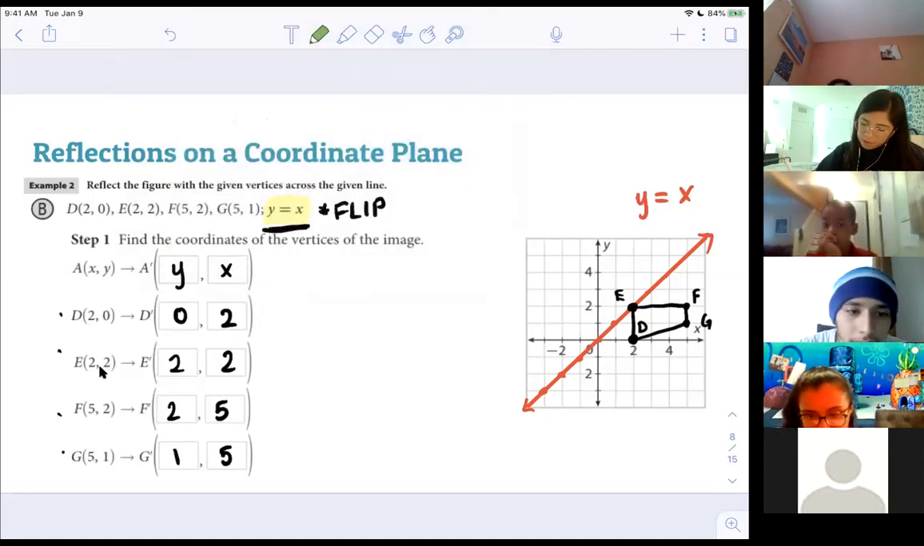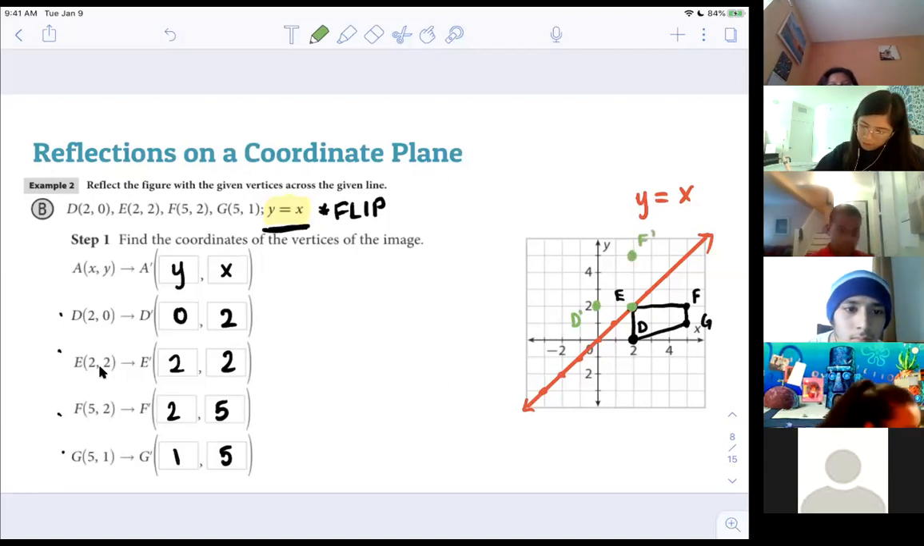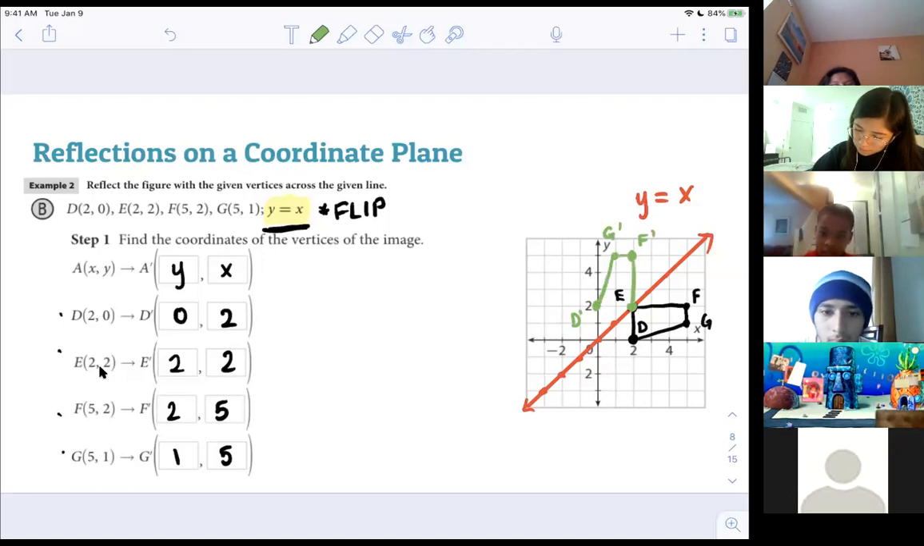So I have 0 comma 2. Then I have 2 comma 2, which is the same. Notice point E was on that line of reflection, so it just stays where it is. E is the same as E prime. Then I have 2 comma 5. And then I have 1 comma 5. And there is my image and my pre-image.